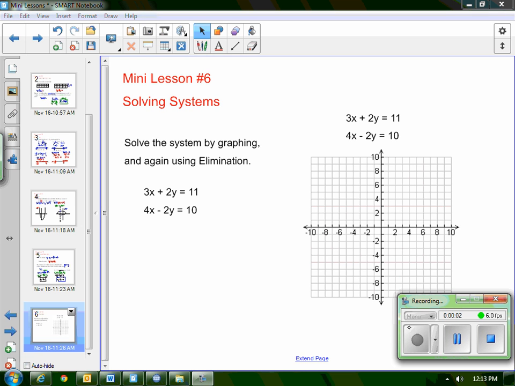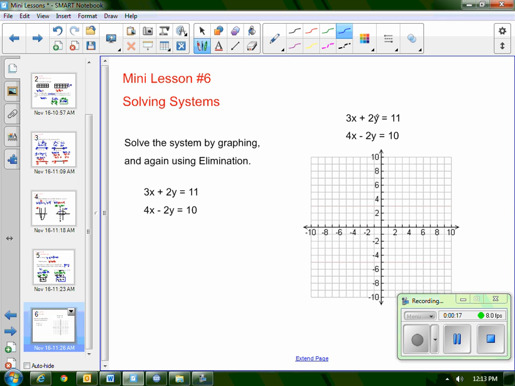All right, ladies and gentlemen, our final mini lesson has to deal with solving systems of equations. I'm going to solve the same system of equations two different ways. Once I'll solve it by graphing, and the other way I'll do elimination, or sometimes we call it combinations. I should get the same answer, hopefully, if I know what I'm doing.